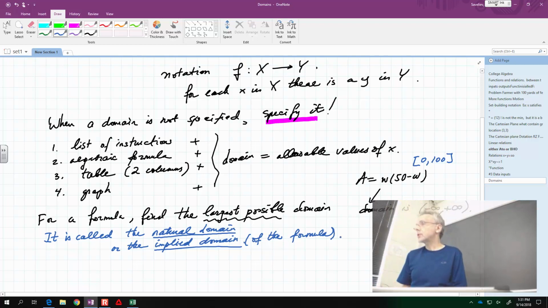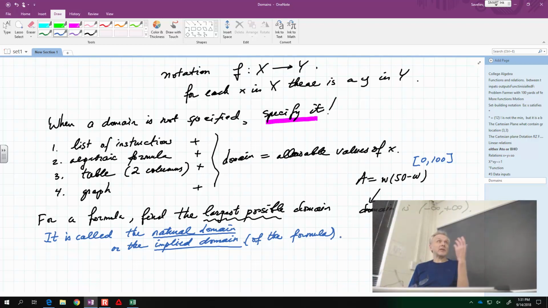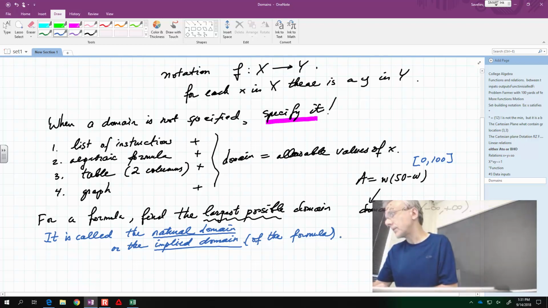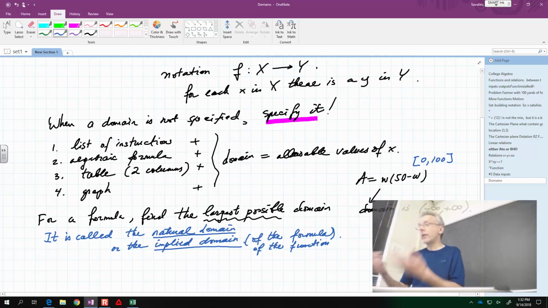Okay, so have you seen domains before? Domains in this sense? Domains of functions. As you can see, I put here a domain of formula, even though sometimes they say it is the domain of a function. Either one is fair, but technically, a formula is not a function without the domain.